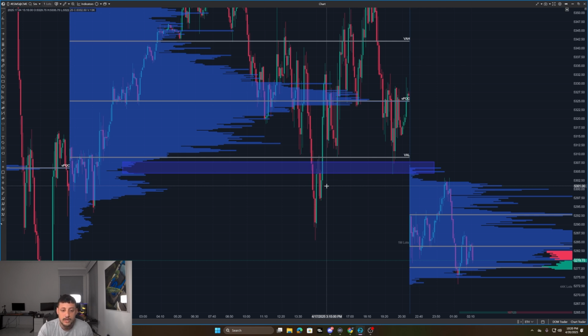And what you could do, and what I like to do here as well, is combine these value area highs and point of controls with my high volume nodes and my low volume nodes to really give me the best confluence when it comes to taking a trade at a certain level.